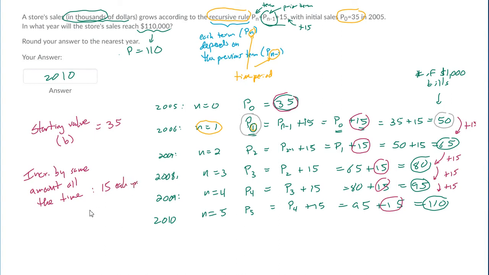Okay, so we're going up by a total. So the total we're going up by is how much? 15 times the number of years. What do you want to call the number of years? We'll call it n if you like, for the number of years.